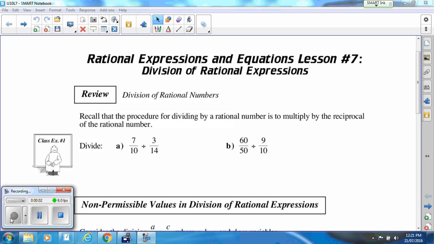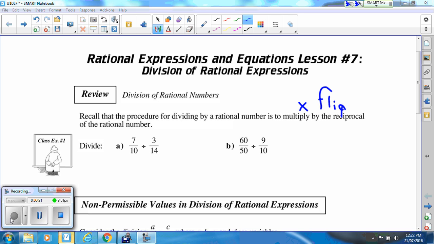All right, so this is lesson 7. This is dividing rational expressions. The way we divide rational numbers is that we multiply by the reciprocal. Or, as my junior high math teacher, Mr. Porter, taught me, we kiss and flip.